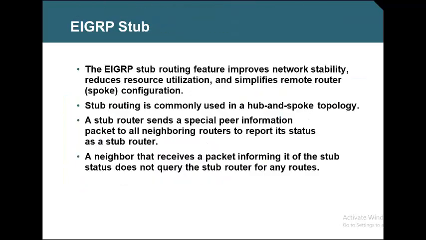That is what that special peer information is. So that makes the hub router know whom to query, what to query, whom not to query. That solves the problem. So when a neighbor receives the packet informing that it is a stub, it does not query the stub router for any routes. What does any route mean? Any route that it doesn't know, whatever it is stub for.